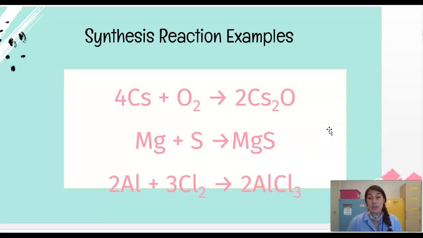One thing that I do think you should take a note of right here in your notes is looking at why this is O2 and Cl2. Those are our diatomics. So go ahead and just make note. Don't forget your diatomics here.